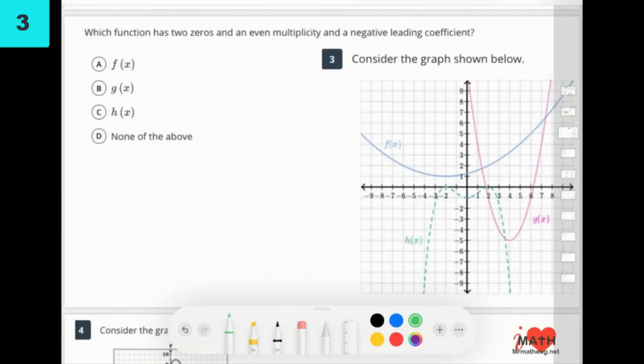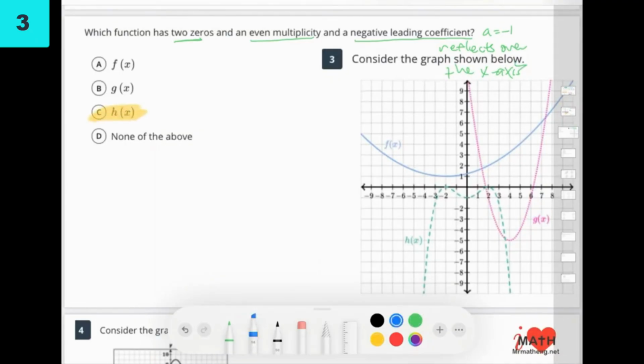Which function has 2 zeros? So actually the same graph as the previous problem. Which one has 2 zeros and an even multiplicity and a leading coefficient? Okay, leading coefficient basically says when the a value is negative. And what that does is it basically just reflects it over the x-axis. Which one is kind of turned upside down basically, and the only one that has that is h of x.